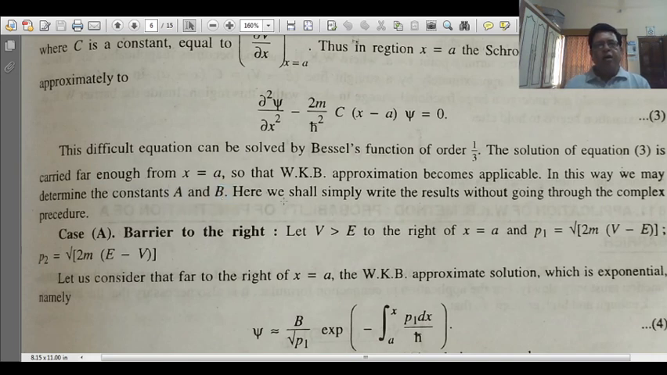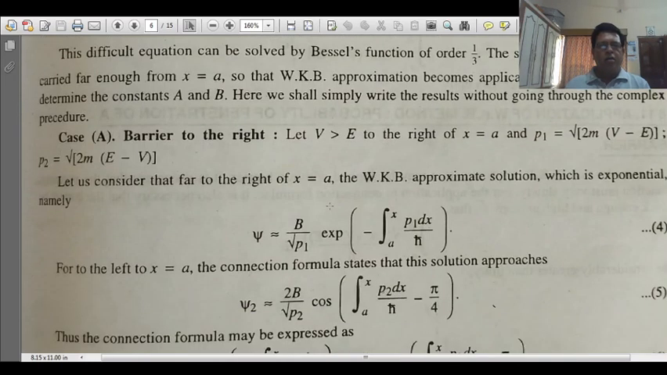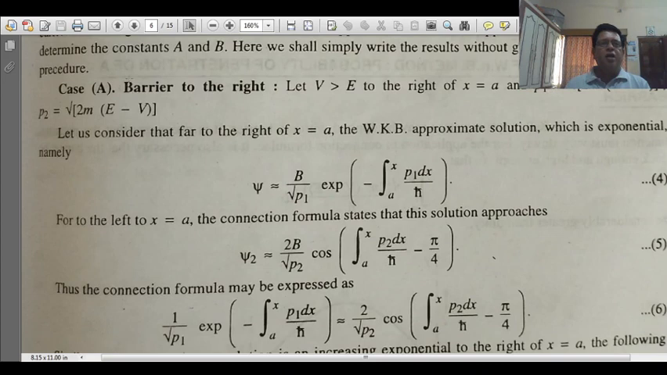Here we shall simply write the results without going through the complex procedure. So some terms you must remember. First case, barrier to the right. The region is V greater than E, right of x equal to a, where p1 is given by this expression and p2 by this expression.